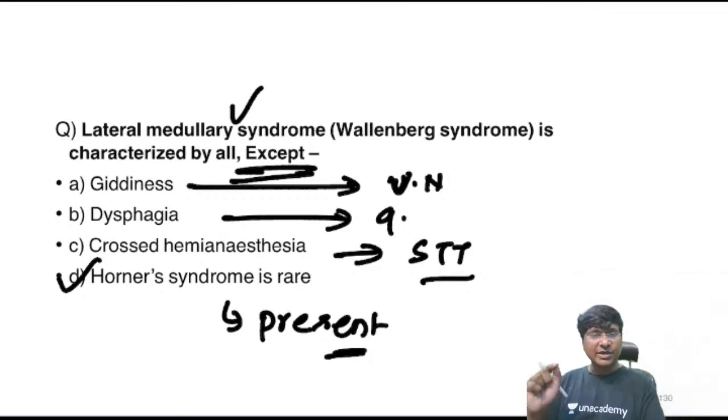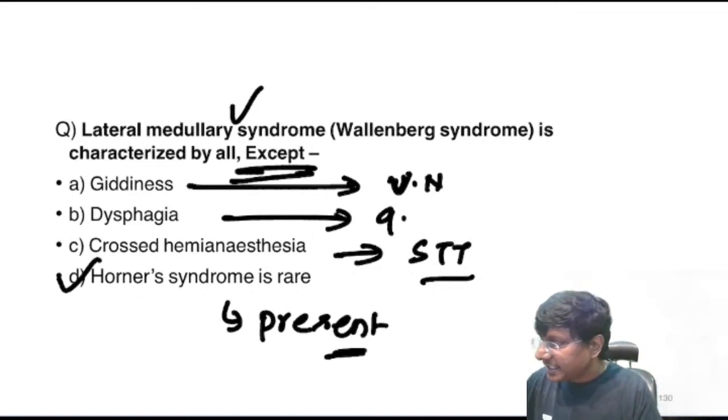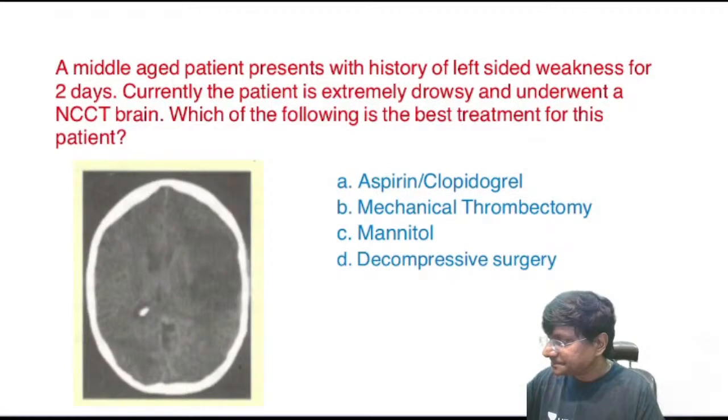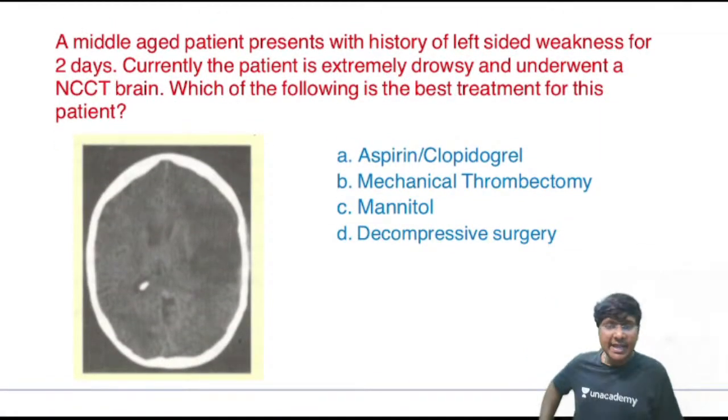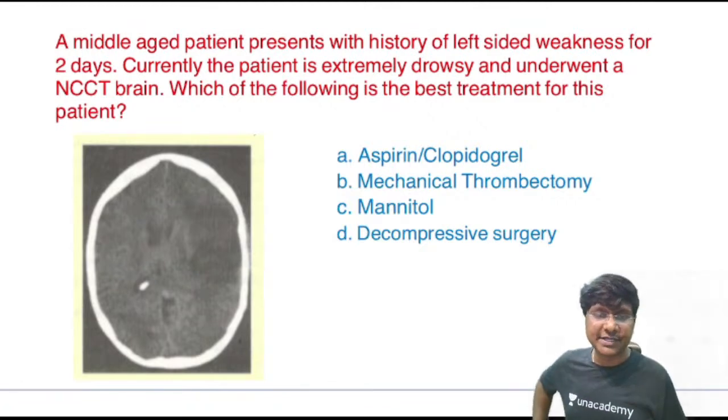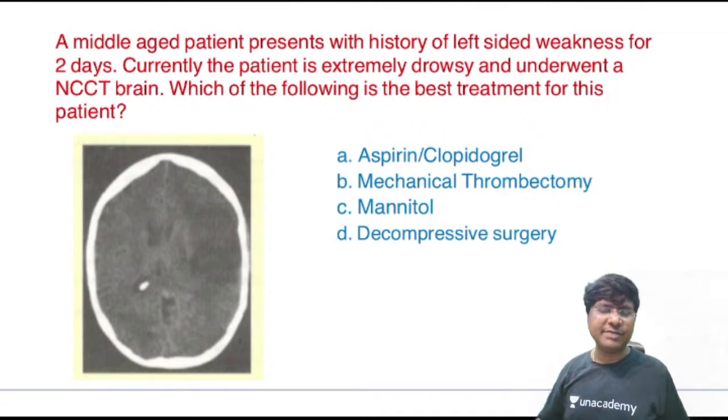Now I will show you one quick question related to CVA, cerebrovascular accident, and you try to answer this. A middle-aged patient presents with history of left-sided weakness for 2 days. Currently, the patient is extremely drowsy and underwent a non-contrast CT brain. Which of the following is the best treatment for this patient?